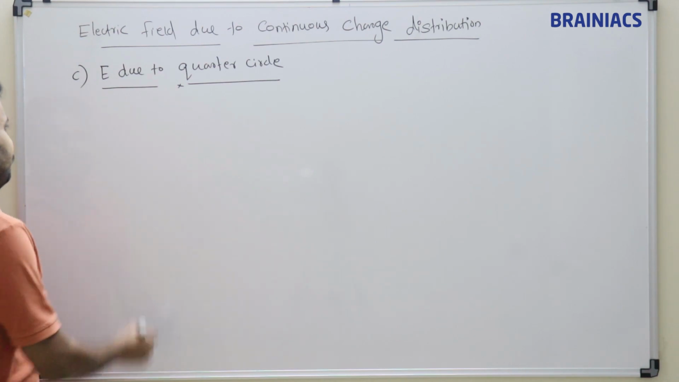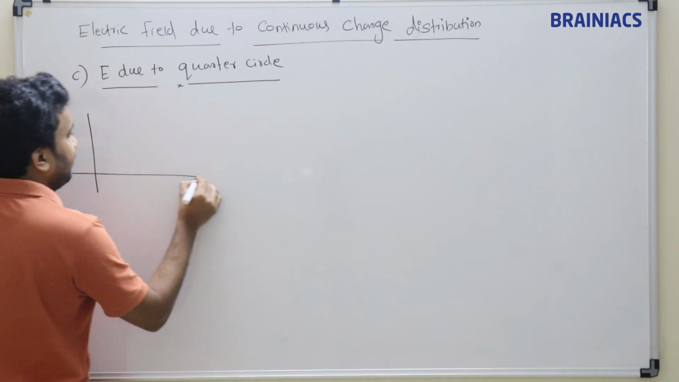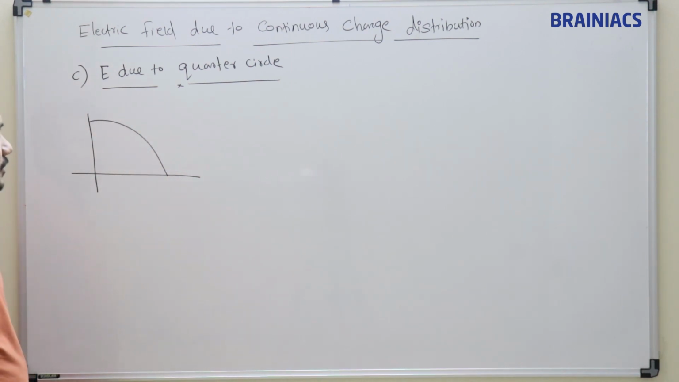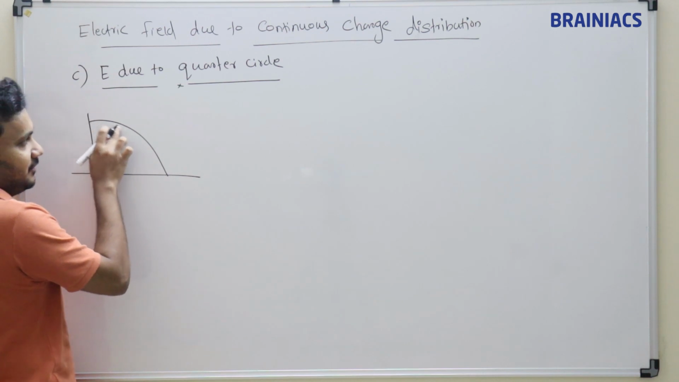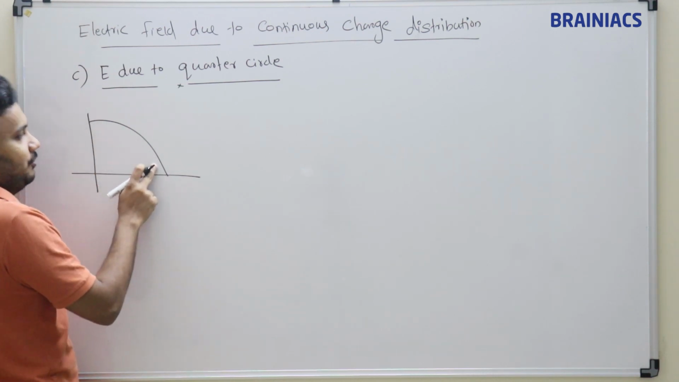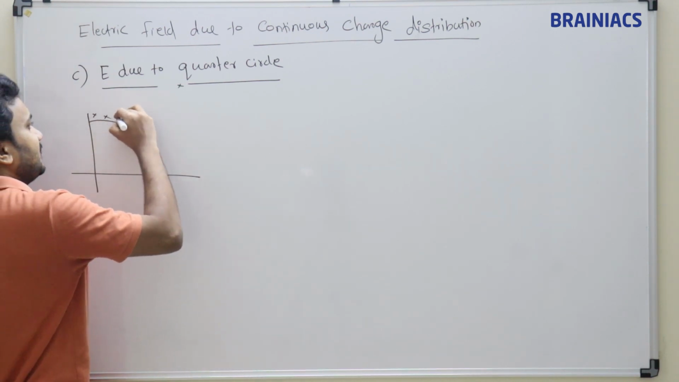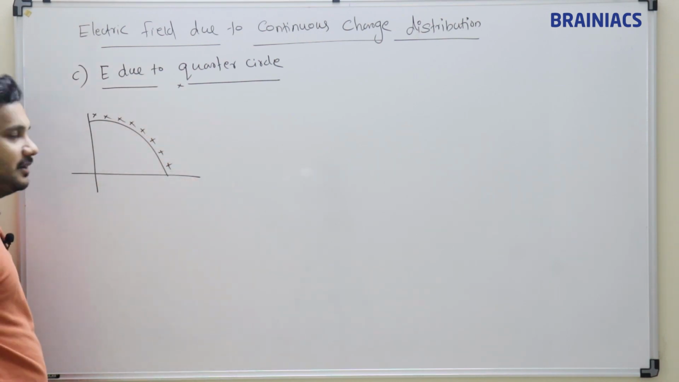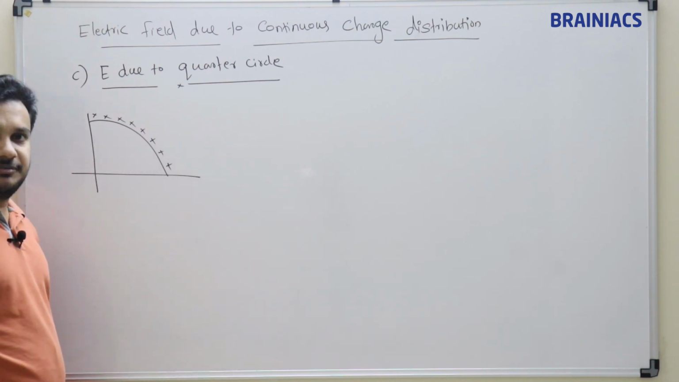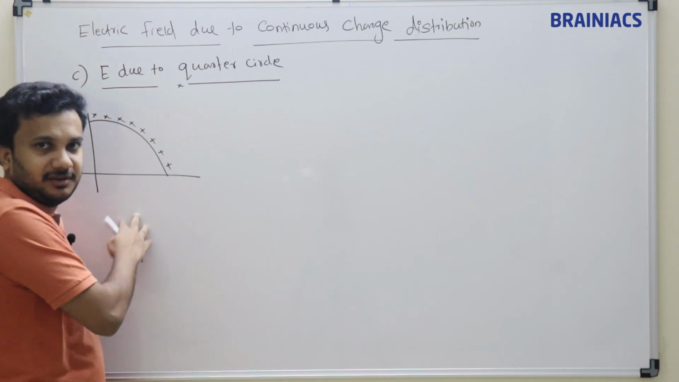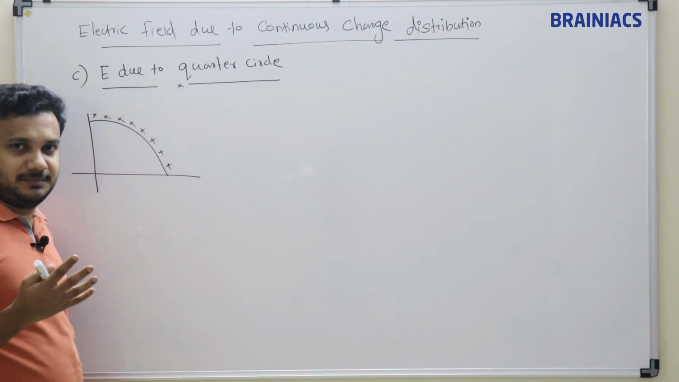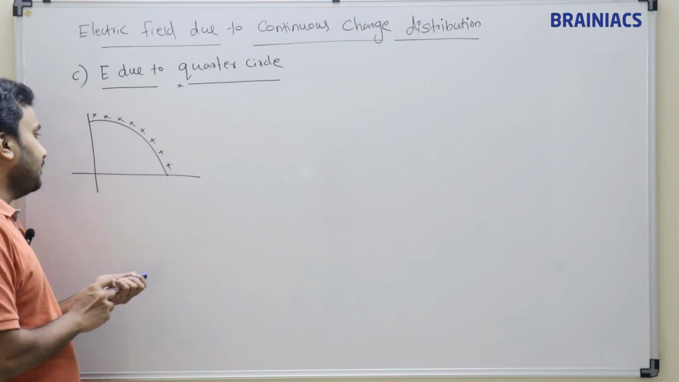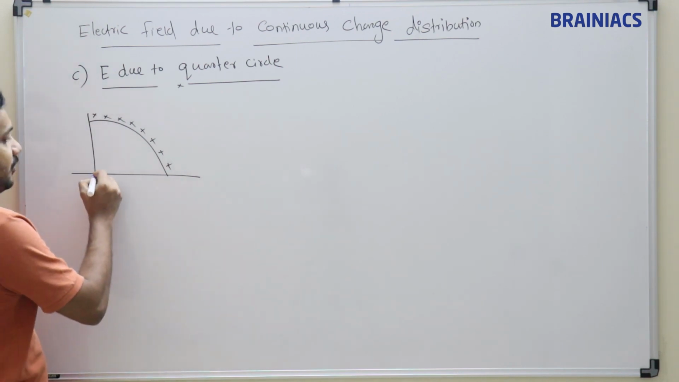Okay, so we'll draw the diagram as we normally do. So this is a quarter circle. This means it's a wire in the form of a quarter circle, and this wire consists of positive charges. So the wire will produce an electric field. Electric fields are away from the conductor, not towards the conductor, because it's a positive charge. So we have to give the electric field lines at this point.